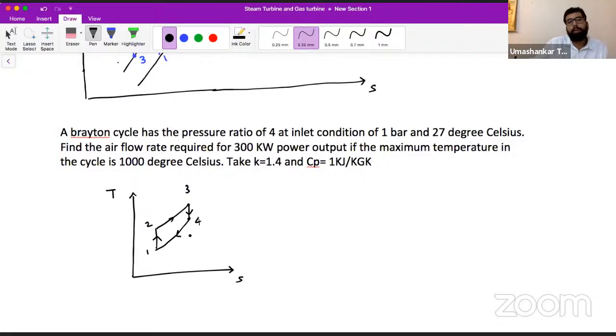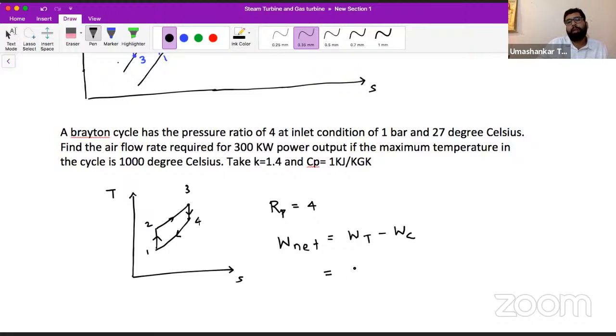So what is given to us? The pressure ratio is directly given to us: Rp is equal to 4. And we require the airflow rate for 300 kilowatt power output. So what will be the power output? We know the net work output, or net power output, is turbine minus compressor in the case of the Brayton cycle. We have seen it in the previous session also.